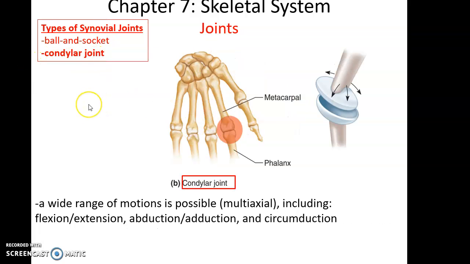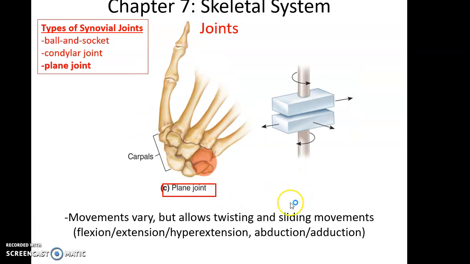All right, then we have condylar joints. For instance, the condylar joints between the metacarpal and the phalanx, where we say move our index finger. Condylar joints, again, have a rounded end fitting into a somewhat more shallow depression. They allow for a lot of different motions, so they are multi-axial. Not as much as the ball and socket, but pretty close. So flexion, extension, abduction, adduction, and circumduction are all possible with condylar joints.